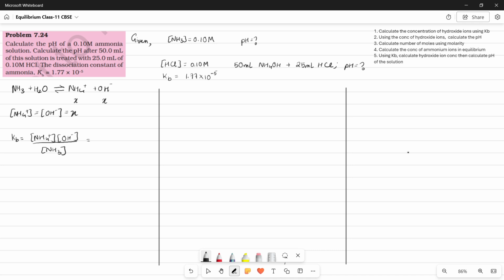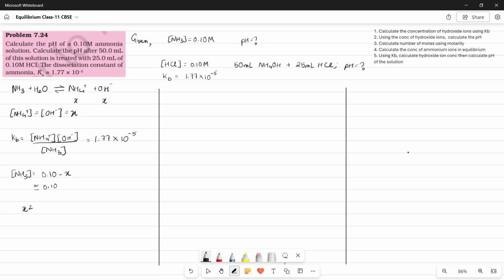Now this is going to be equal to 1.77 x 10^-5, right? Before that, we need to figure out the concentration of NH3. The concentration of NH3 is equal to 0.10 minus X, because X represents the dissociation of ammonia to form the ammonium ion. So this is 0.10 minus X, and this is approximately equal to 0.10 because the value of X is significantly less than the concentration of the ammonia. So we are going to substitute 0.10 as the concentration of the ammonia solution.